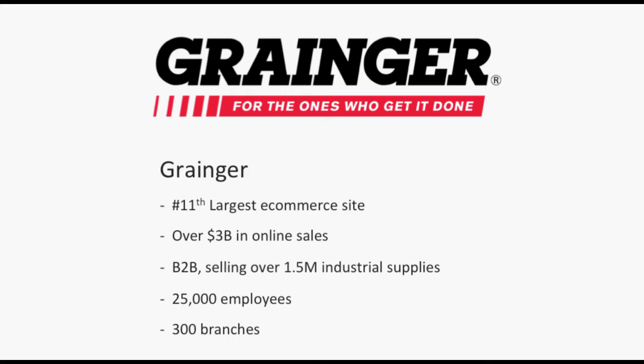That's where the opportunity is. But even for B2B, we also see the same amount of growth in e-commerce. So for Grainger, we're B2B. We're selling over 1.5 million products online and offline.